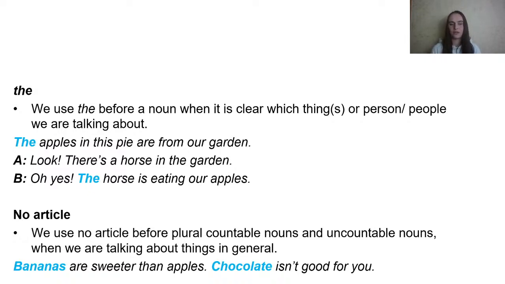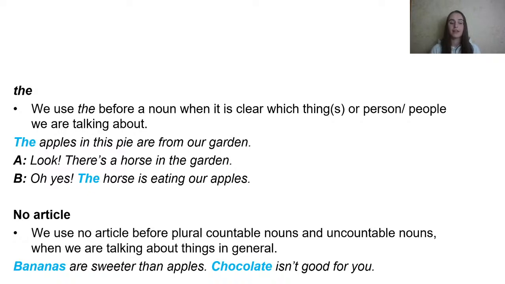So no article is used before plural countable nouns or uncountable nouns. For example, uncountable nouns are like sand, water, milk. Plural countable nouns, it's when we talk about something in general, right? Like we talked about those subjects, English, exams, math, subjects, and so on. So when we talk about something in plural, and this is a general term.